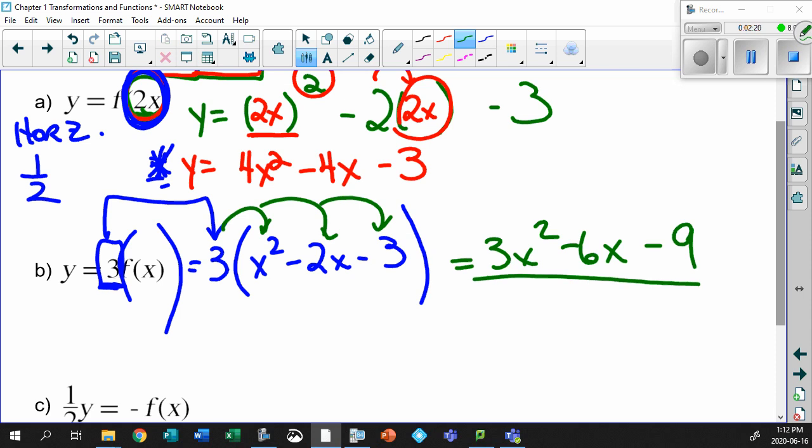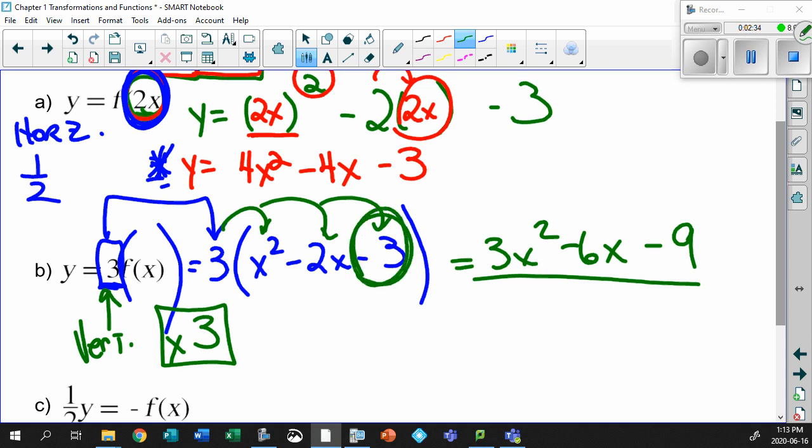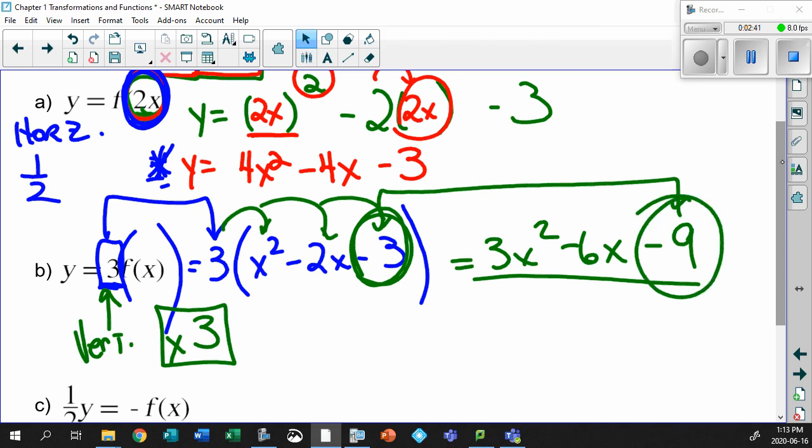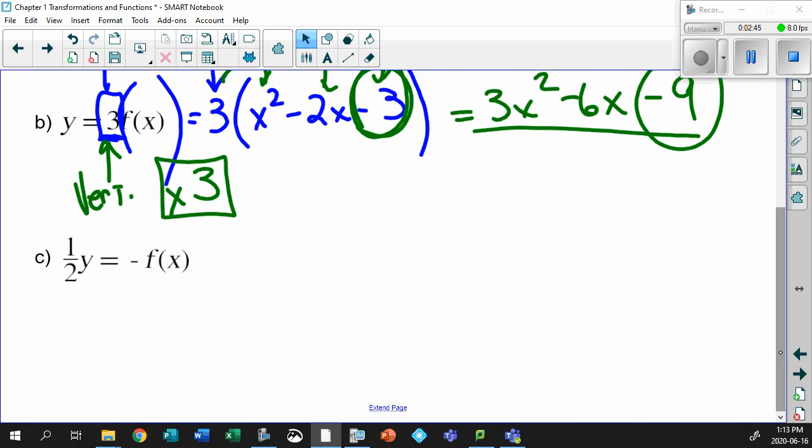Done. And what does this mean? This means, look at this, we have a vertical stretch by factor 3. Well, look, here's our vertical y-intercept, and it's stretched by 3. It now becomes minus 9. Well, that's just too cool. Let's look at the last one. I got one more for you here.